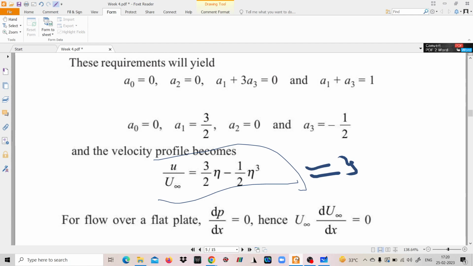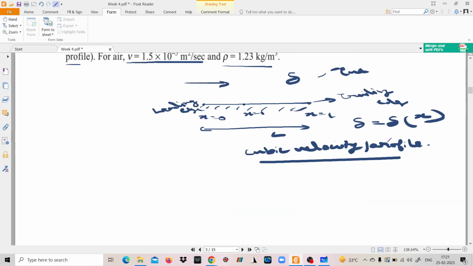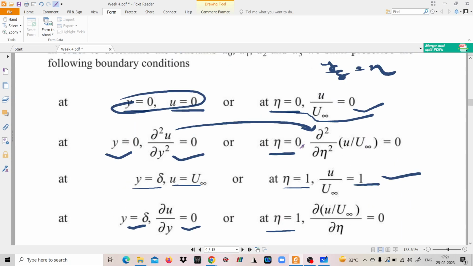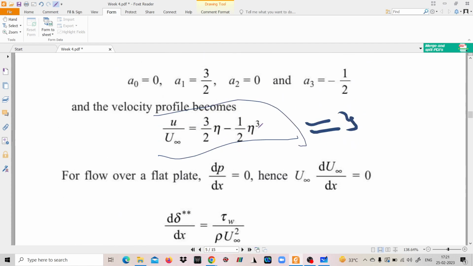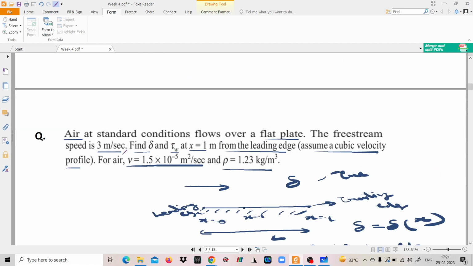Okay, so is everything clear? Okay, so there is no question, then I can assume that everything is clear. So now we have determined the cubic velocity profile that is suitable for this problem. So what is that profile? The profile is 3 by 2 eta minus half of eta cube, where eta is equal to y by delta. Now you have to find the delta and tau w at x equal to 1 from the leading edge.